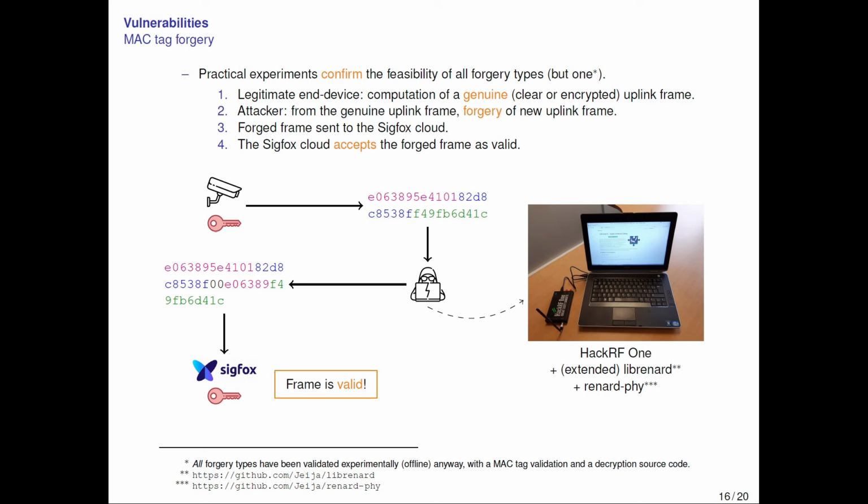All these forgeries that we have described have been validated. First, we have made an offline verification with an open source code that we have completed to add encryption. Secondly, we have made practical experiments in real life with our personal end device and in interaction with the Sigfox cloud. And all the forged frames have been accepted by the cloud as valid frames.